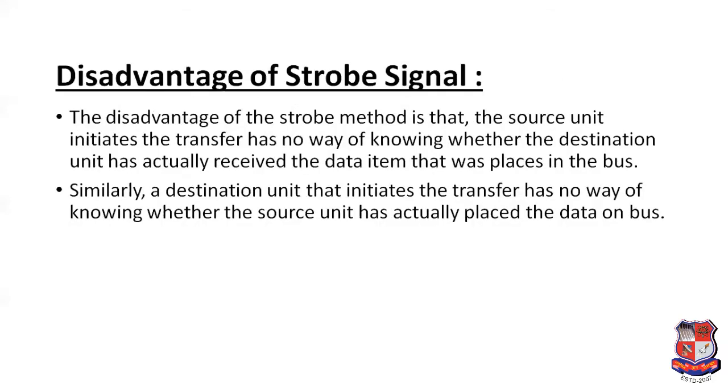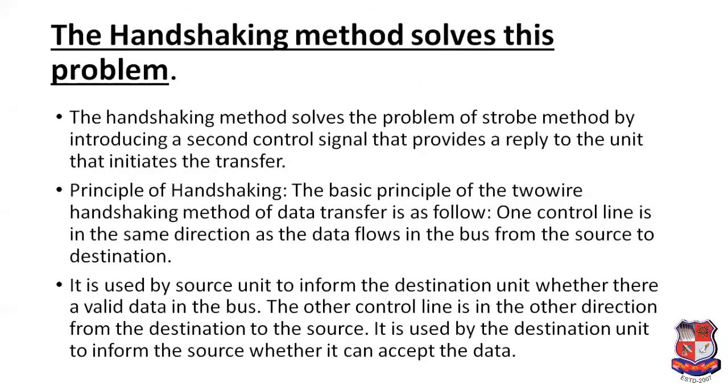Where is the disadvantage of the strobe signal? The first disadvantage of the strobe method is that the source unit, which is initiating the transfer of data with the strobe, has no way of knowing whether the destination unit has actually received the data item that was placed in the bus. Similarly, the second disadvantage shows the reverse of the same. When the destination unit initiates the transfer, it also has no way of knowing whether the source unit has actually placed the data on the bus.